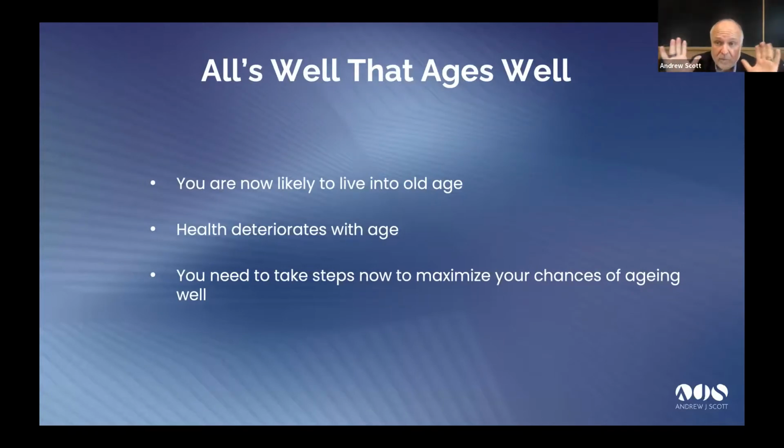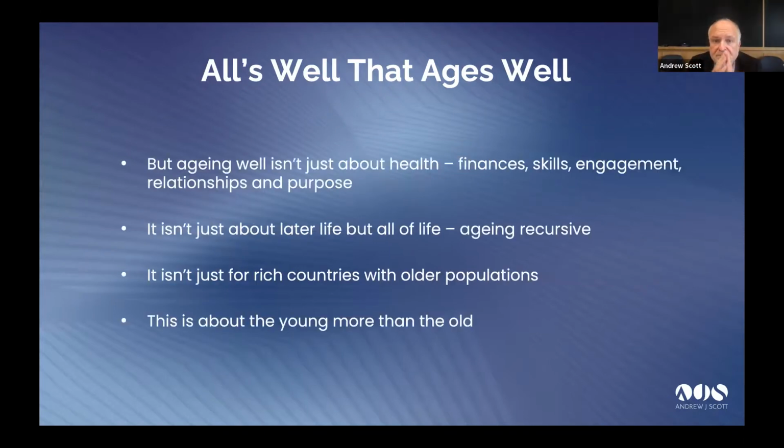So really, we want to call the paper "All's Well That Ages Well," because if you look at the changes in the survival rate, the young and middle-aged are now likely to become old. Health deteriorates with age. So the most important thing is to take steps now to improve how you age.